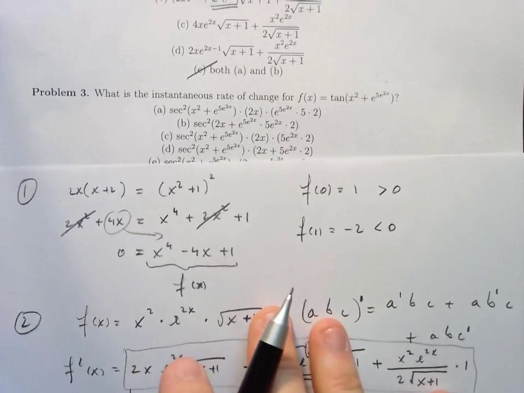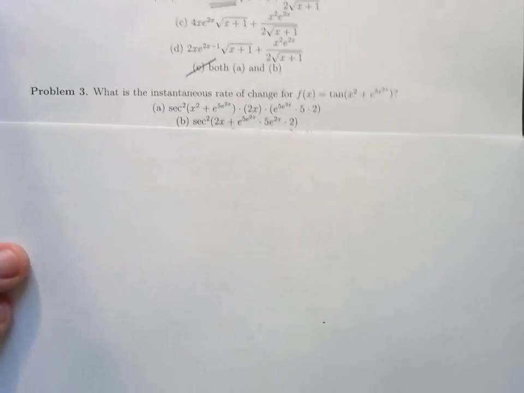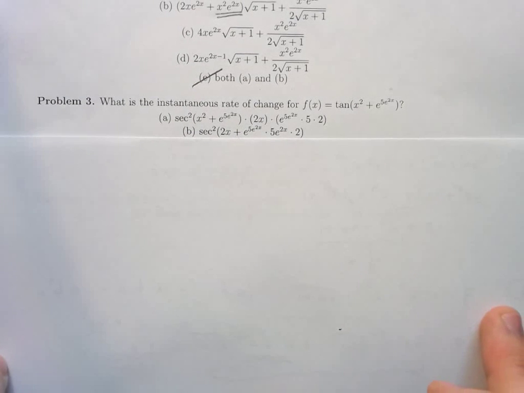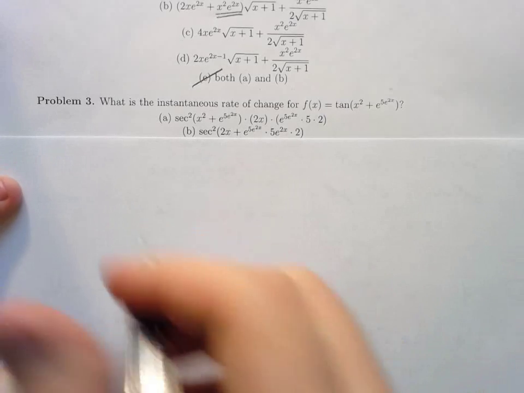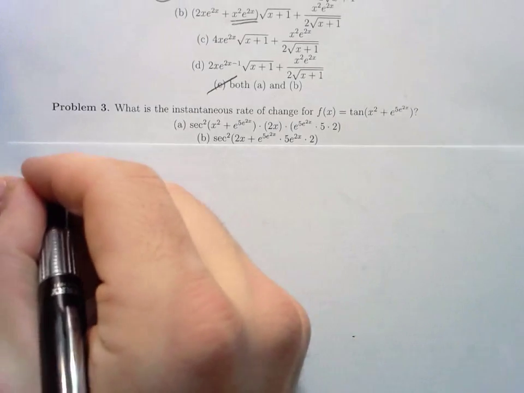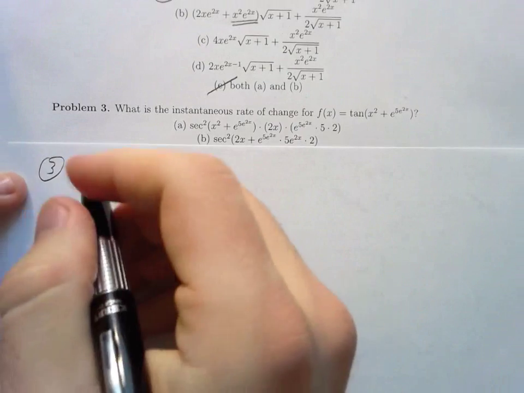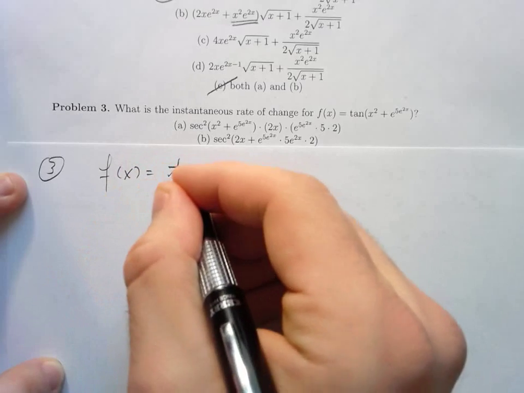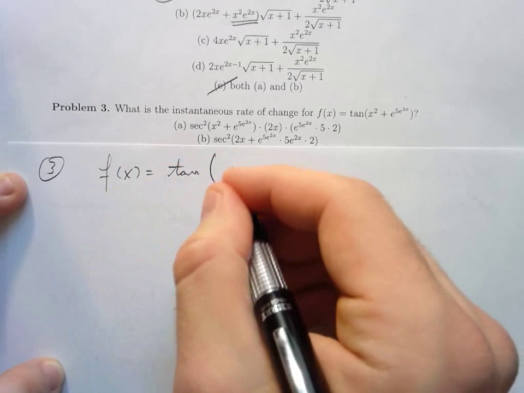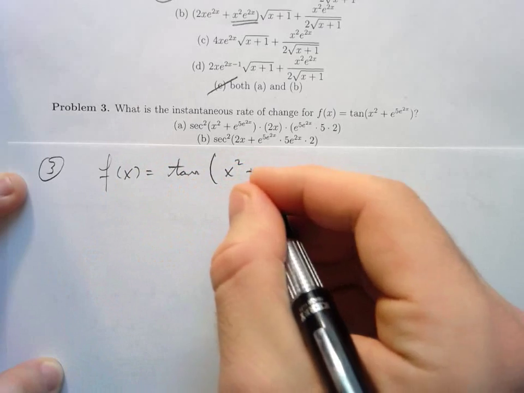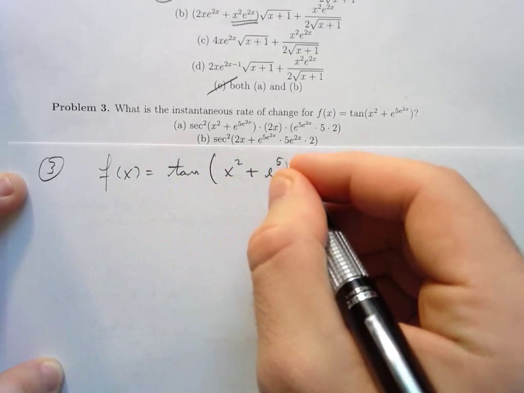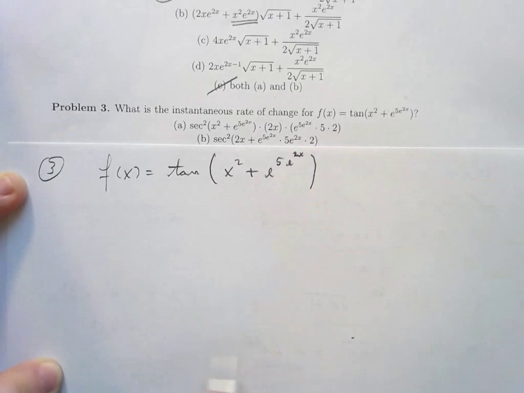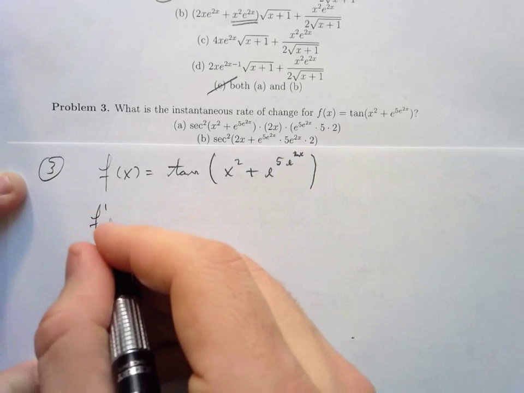Now, for the last problem, we're asked to find the instantaneous rate of change for that function, and that's just another way of saying find the derivative of that. So let's go ahead and do it. Right? So my function f of x is tangent of x squared plus e to the 5 e to the 2x, so we have a very complicated exponent there. And let's go ahead and calculate f prime.